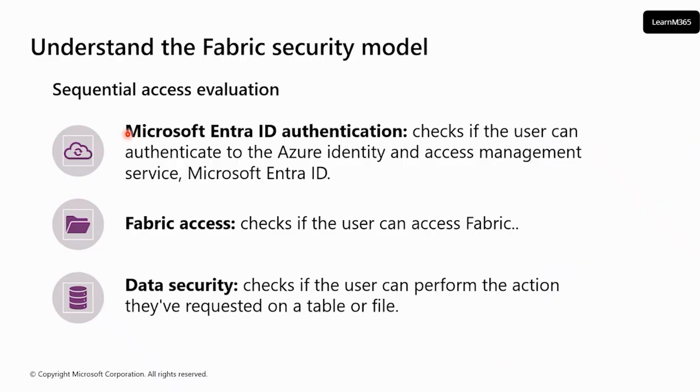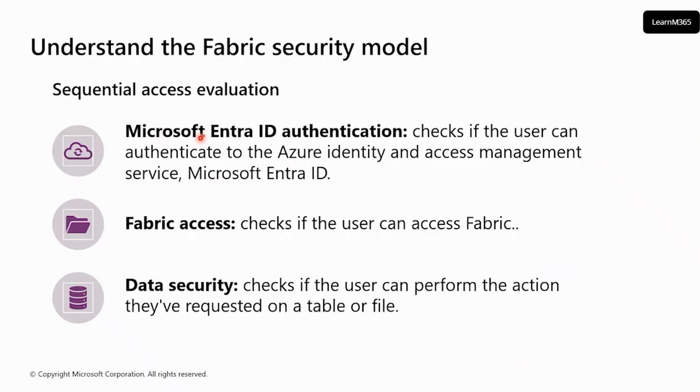Now we have a sequential access evaluation within the Fabric environment, which means that inside the Fabric security model, there is a step-by-step access evaluation. You can think of it as passing through three different gates, one after the other. If a user fails at any gate, then access is denied. The same is the concept over here.